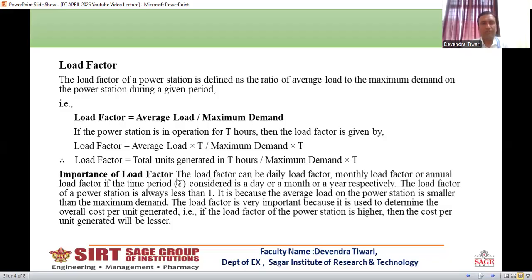Importance of load factor. The load factor can be daily load factor, monthly load factor, or annual load factor if the time period T is considered in a day, month or year respectively. The load factor of power station is always less than 1. It is because the average load on the power station is smaller than the maximum demand. The load factor is very important because it is used to determine the overall cost per unit generated. That is, if the load factor of power station is higher, then the cost per unit generated will be lesser.